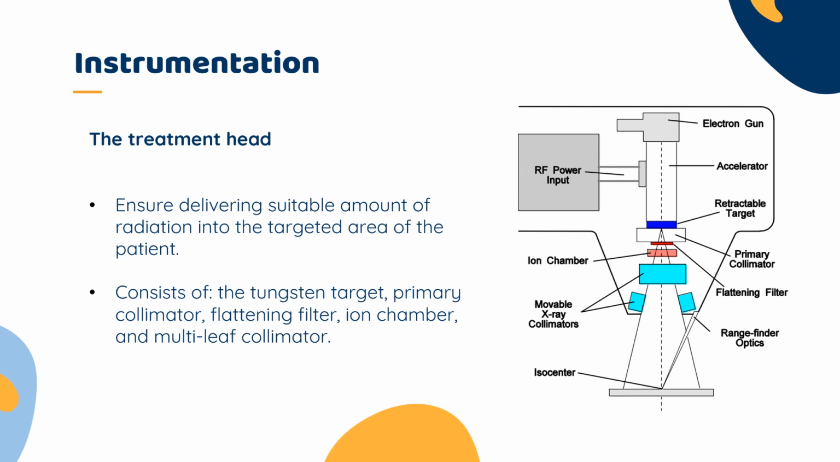The flattening filter, which modifies the beam shape from cone shape to more uniform shape. The ion chamber is measuring the dose and monitors the beam quality passing through it. The multi-leaf collimator consists of numbers of tungsten leaves. Each moves along to create numerous radiation shapes which match the shape of the affected area on the patient.